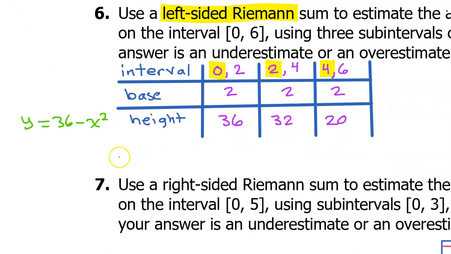So now we can write the Riemann sum by adding the area of each rectangle. So remember, base times height will be the area of a rectangle. So the area of the first rectangle will be 2 times 36. And then the area of the second rectangle will be 2 times 32.